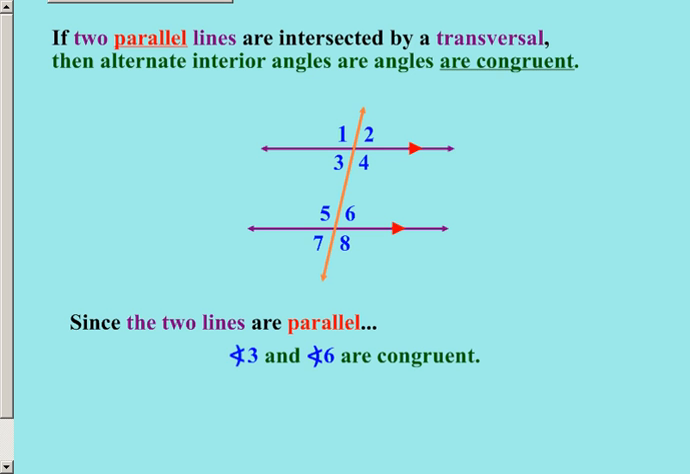But of course, those are not the only pair of alternate interior angles in the diagram. We could have just as easily selected angle 4 and angle 5. And again, this rule will guarantee that angle 4 and angle 5 are congruent because they're alternate interior angles and the lines are parallel. Those are the only pairs of alternate interior angles to be found in the diagram.